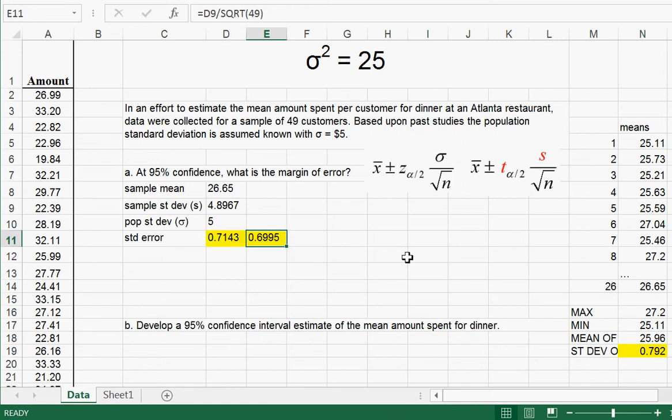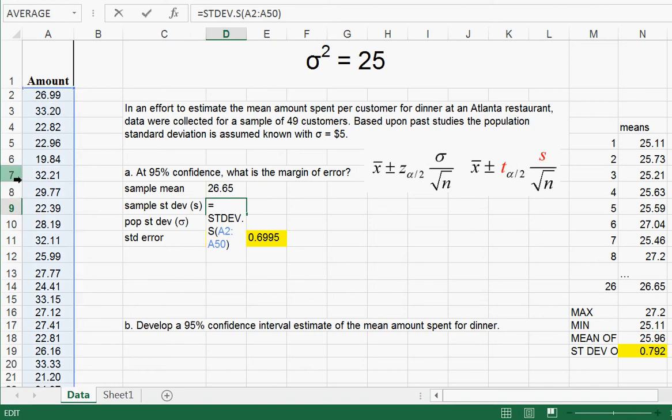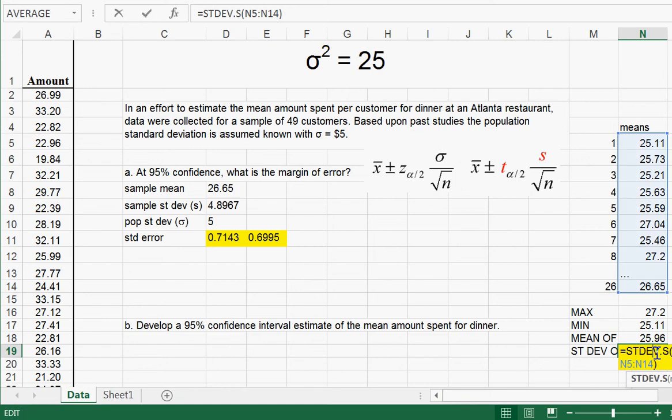So if you only have one sample, this is how you can estimate the standard error, right? Here we have one sample, right? Why do I say we have one sample here? We have one sample over here, right? But over here, this is another way to estimate the standard deviation of the means, or the standard error. Why? Here I got 26 means, right?